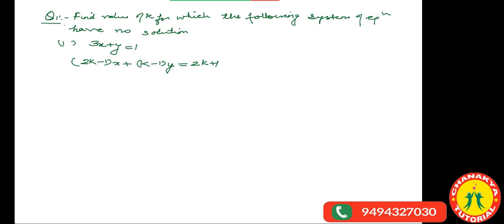Now children, any idea what we have to do in this question? Any idea? Tell me. No solution means A1 by A2 is equal to B1 by B2 is not equal to C1 by C2, that is, the lines are parallel, right? Yes, ma'am.